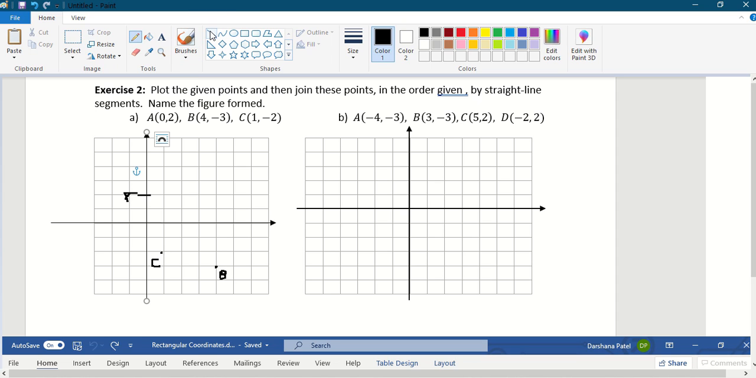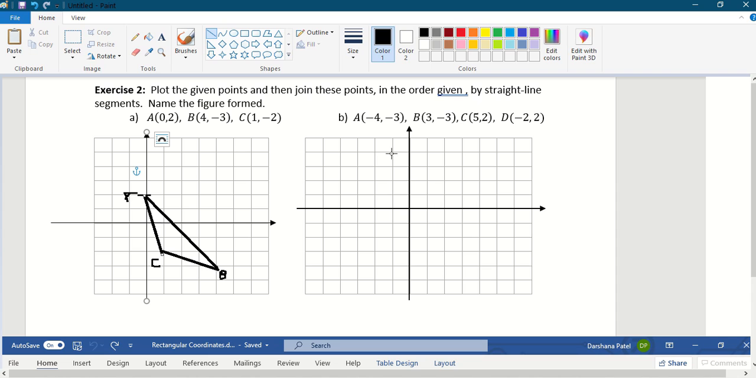And now when we connect them with straight lines, it says in order, so we'll connect A to B, then B to C, and then back from C to A. The shape we get is the triangle. So we'll say this is a triangle.